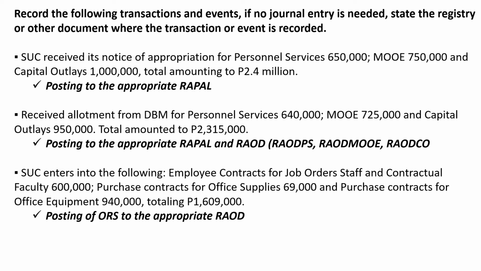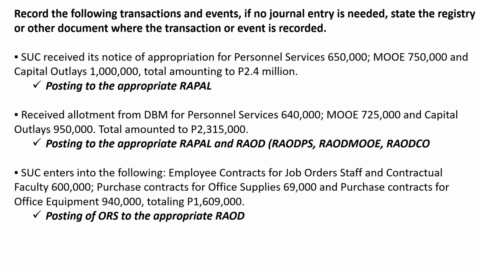So in our RAPAL, we have recorded a while ago the appropriation. So on the allotment column, we will record this one, the receipt of allotment. So still on that specific column for PS, MOOE, and CO, and of course the total. Okay, we will also record this to the RAOD. So there are 3 RAODs involved here, the RAOD PS, RAOD MOOE, and RAOD CO. In the RAOD PS, we'll record the allotment received on the column of the allotments. The same with the maintenance and other operating expenses on the allotment column, and also on the capital outlays on the allotment column.